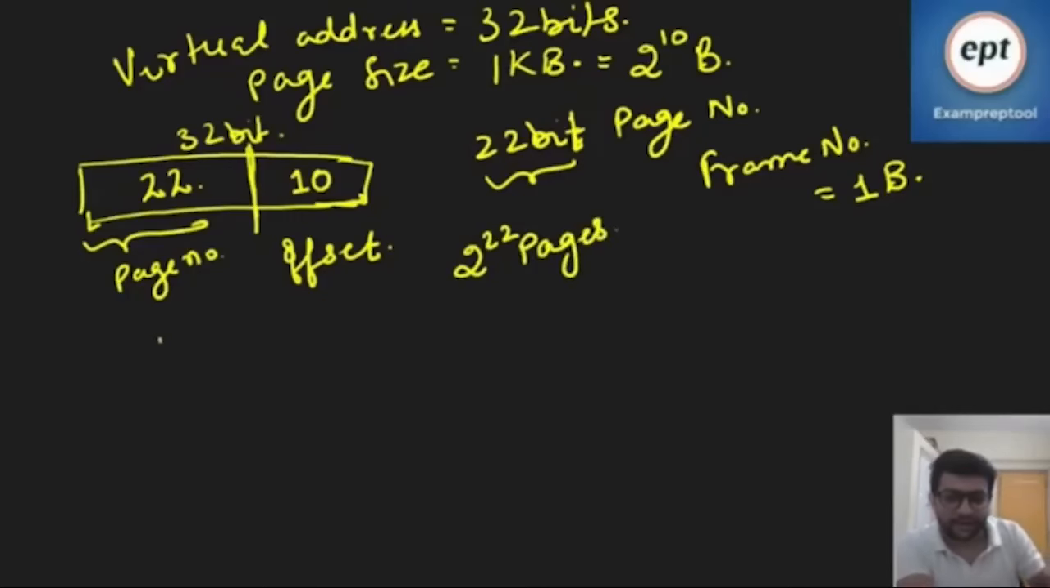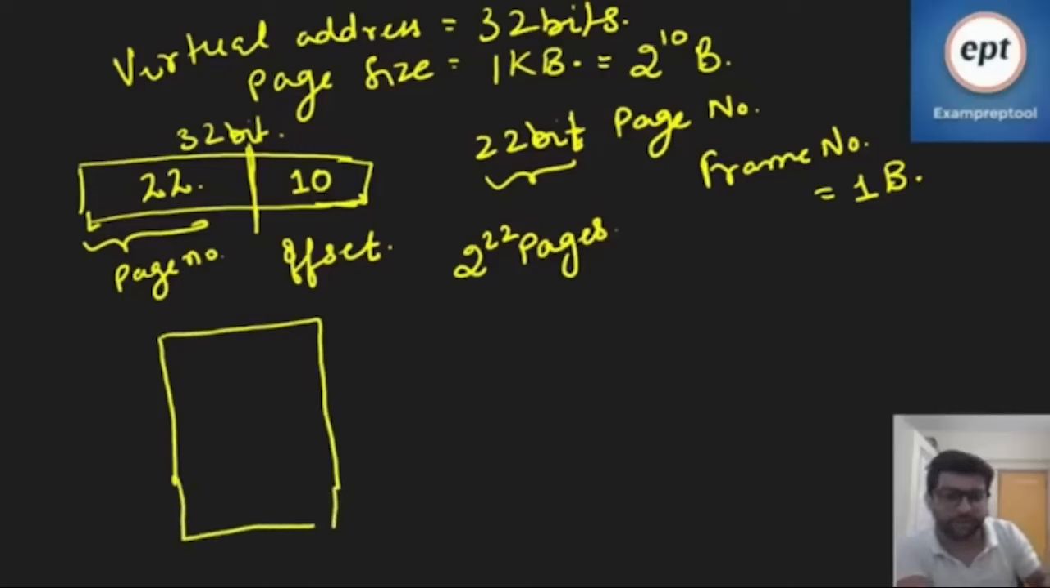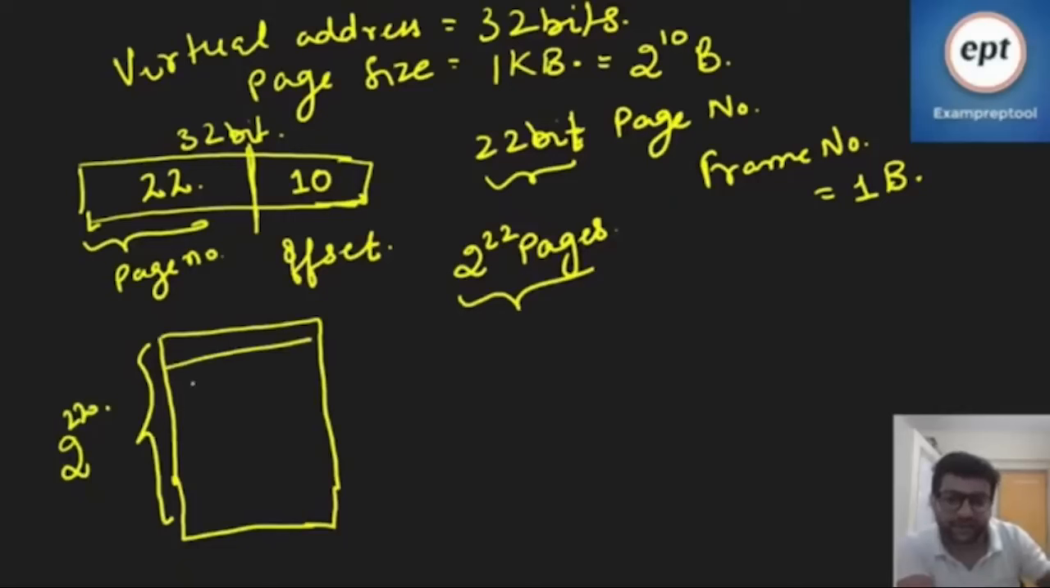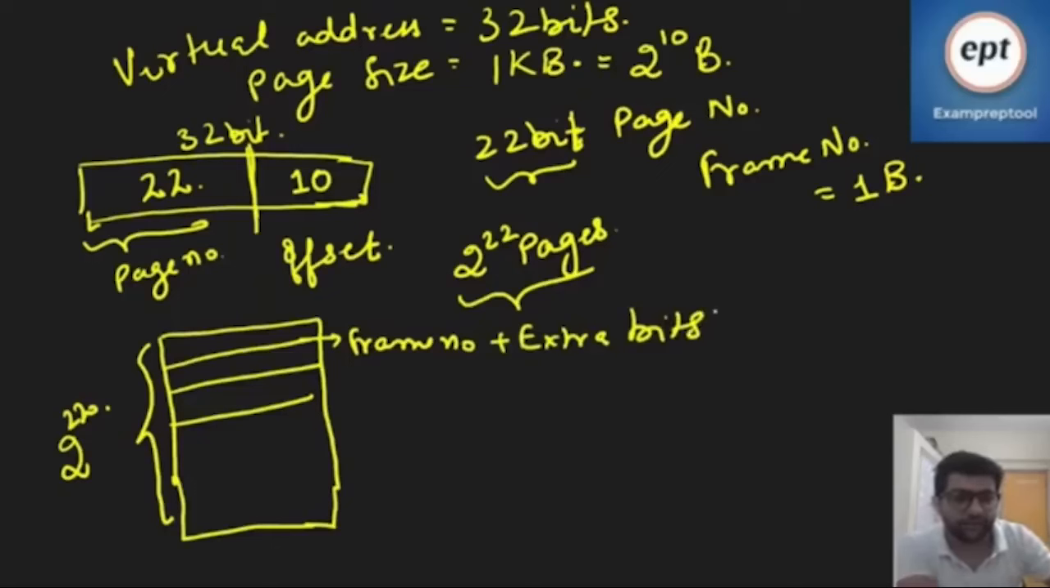pages, right? And let's say this is our page table. Since we are using only a single level page table, we will have only one page table. And since there are 2 power 22 pages, the number of entries in this particular page table will be equal to 2 power 22, right? And in every entry we have the frame number plus some extra bits, and I'm assuming here that this is equal to 1 byte. So what will be the size of the page table?